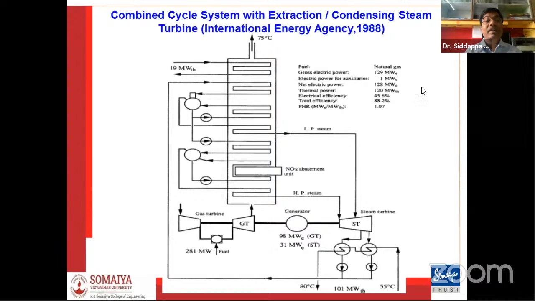You can see here, if you want to understand how they combined it, they generally expel the exhaust to the surroundings at 75 degrees centigrade. Initially their system uses a gas turbine, and almost the equivalent of 281 megawatt of energy is input in the combustion chamber, and the exhaust from the gas turbine will be used to run the different auxiliary units.